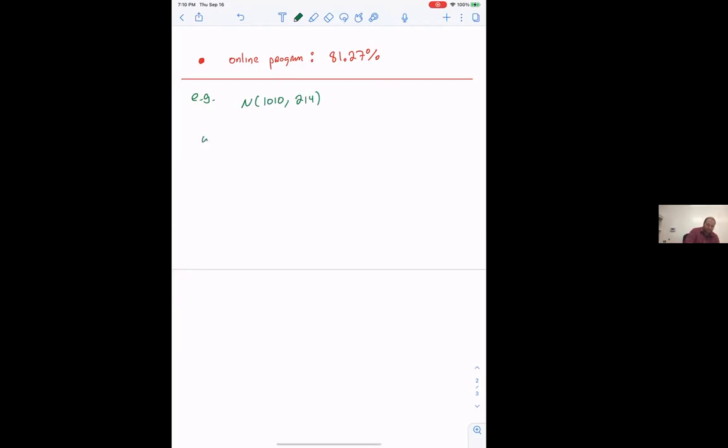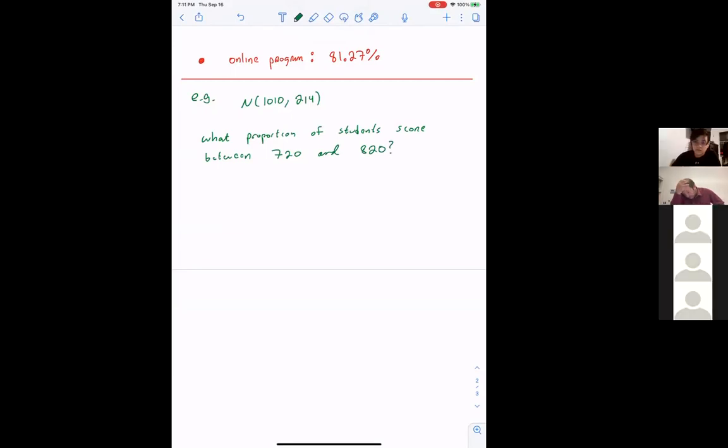And the question is, what proportion of students or people, whatever, score between 720 and 820? What proportion score between 720 and 820? And I'd like to do this using the table, and I'd like to do it using the calculator. I don't need to do Crunch It because Crunch It and the calculator are really the same. If you can do one, you can do the other. So let's do the table first.